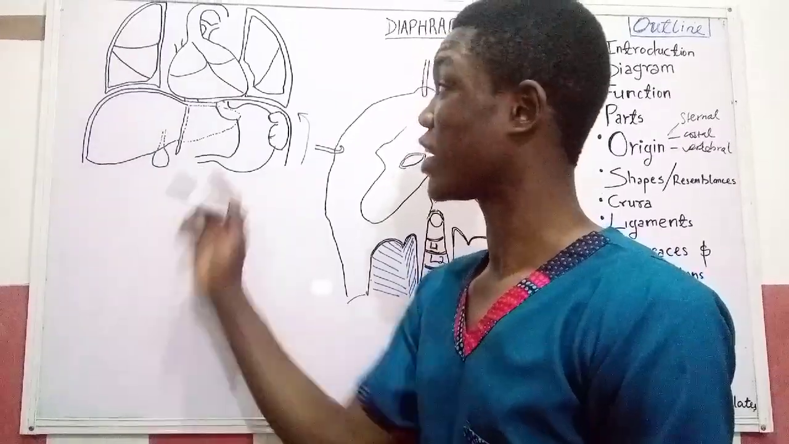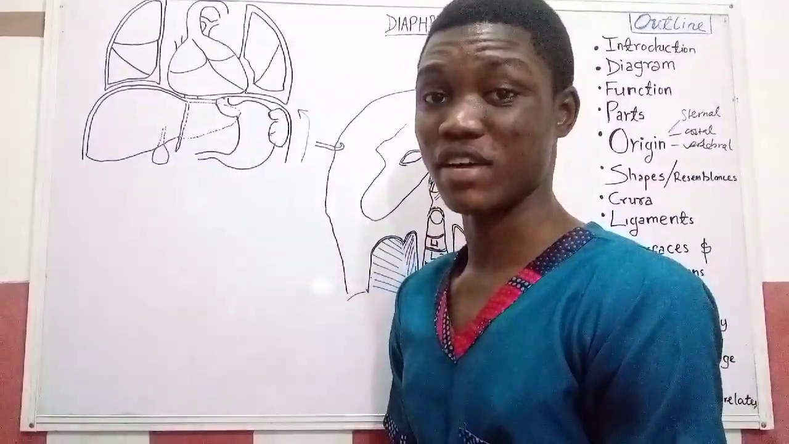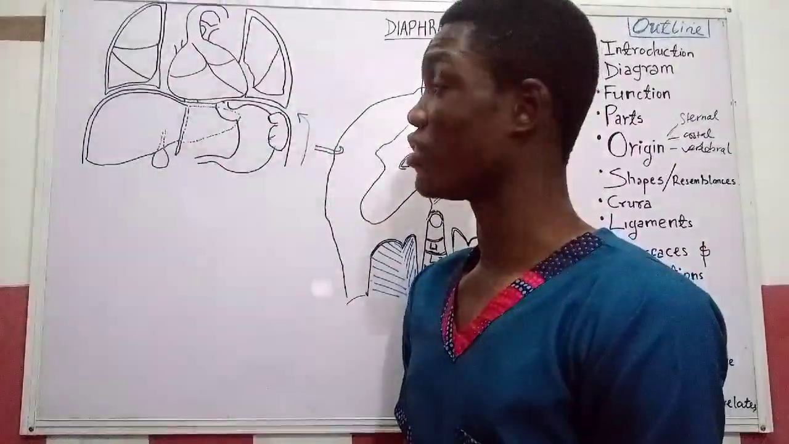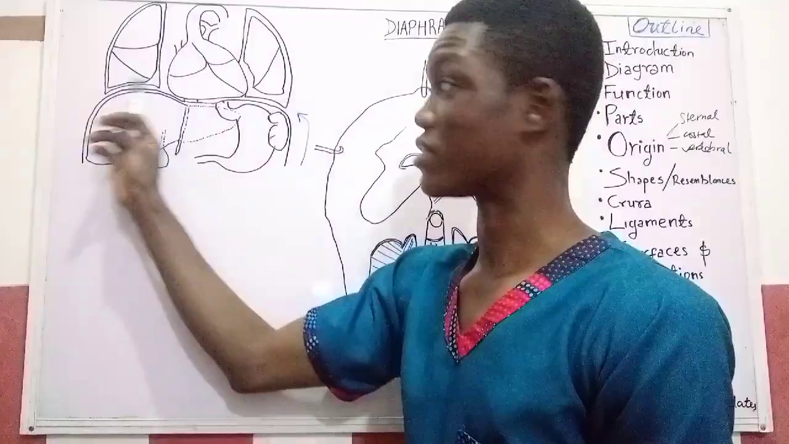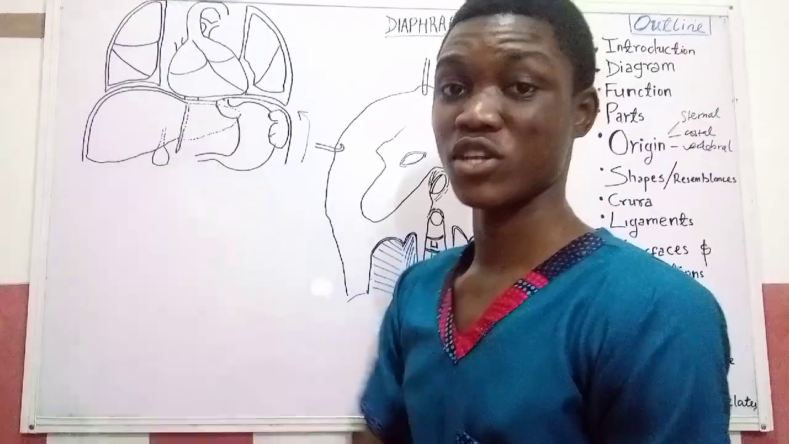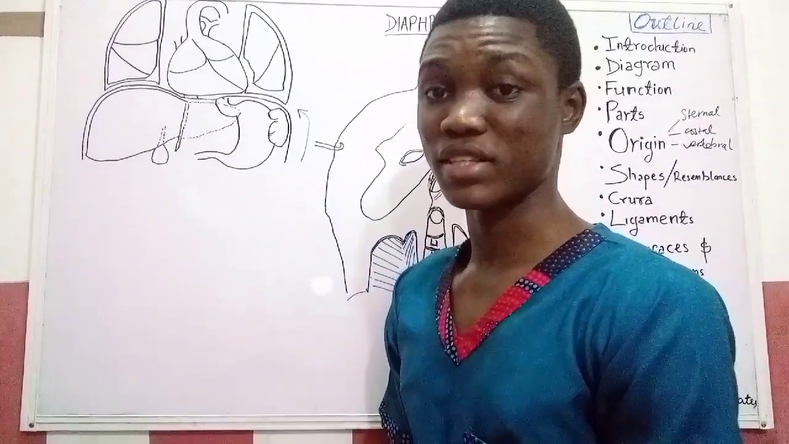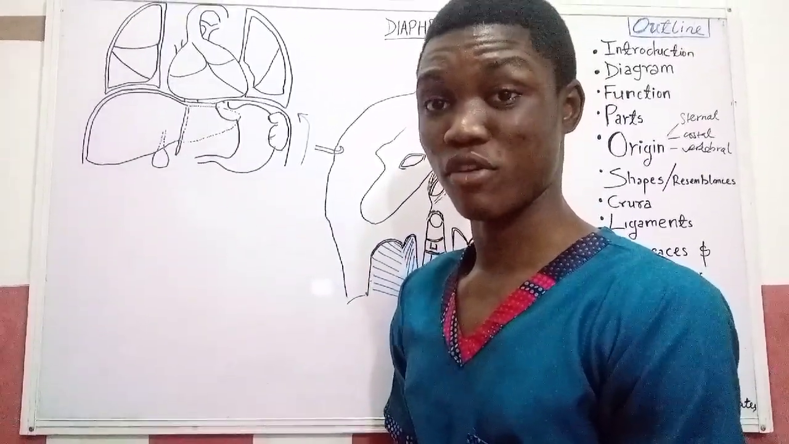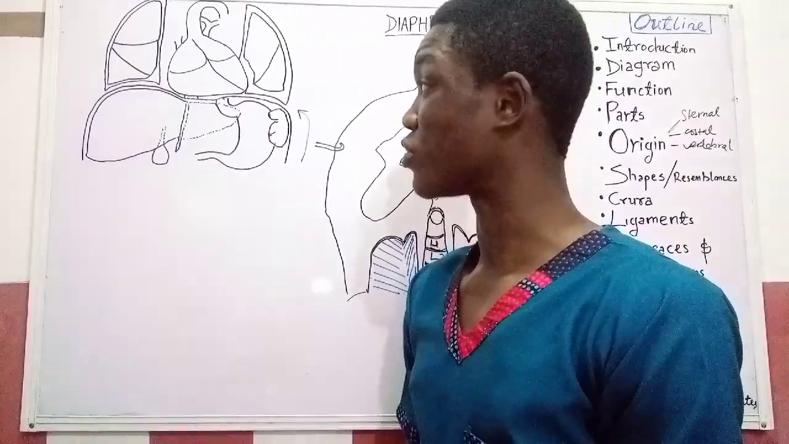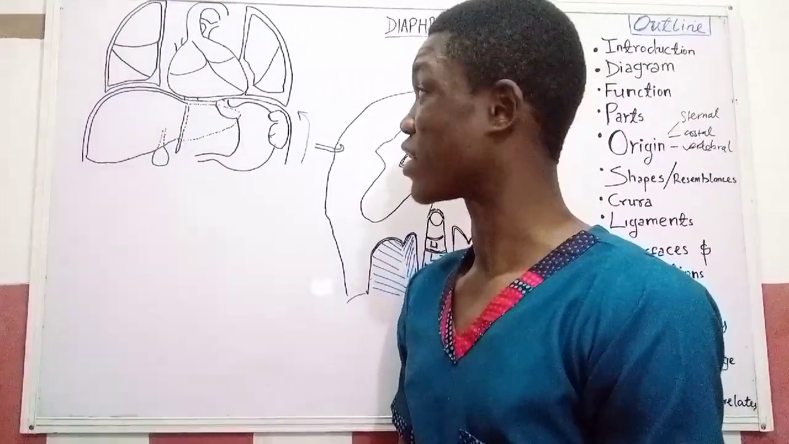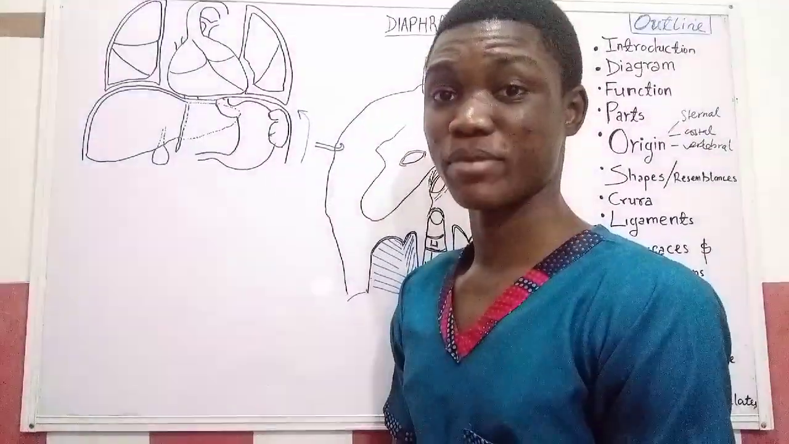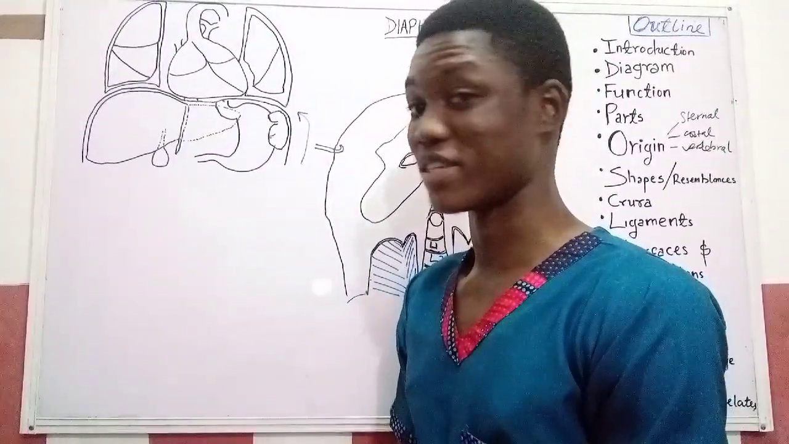Okay, so for the superior surface of the diaphragm, the relations there include the bases. As you can see, this is the base and this is also a base. The bases of the pleura, the right and the left pleura, covering the lungs, and also the pericardium of the heart. The pericardium is inseparably fused with the central tendon.